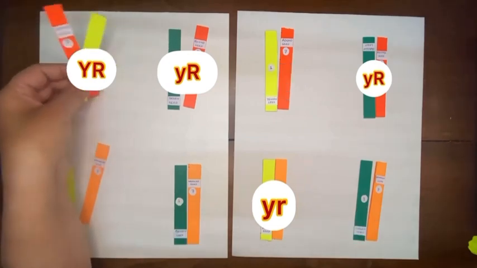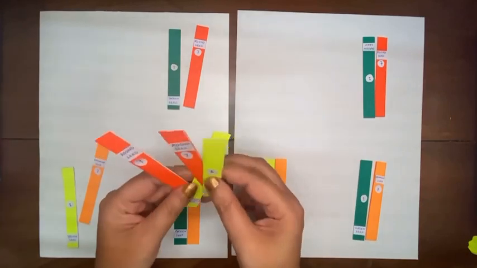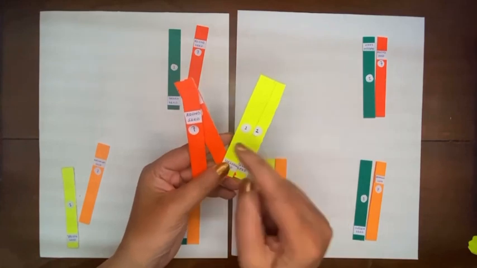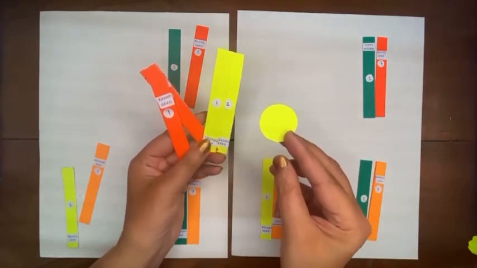Let's look at this scenario. The first gamete is fused with the first gamete of the second parent. Here, both the gametes contain dominant genes. They are round in shape and yellow in color, and the seed will be round and yellow.